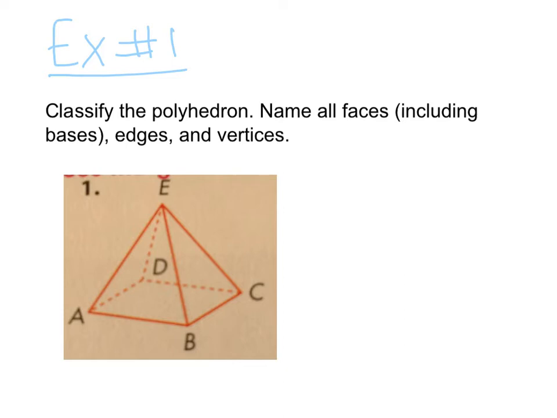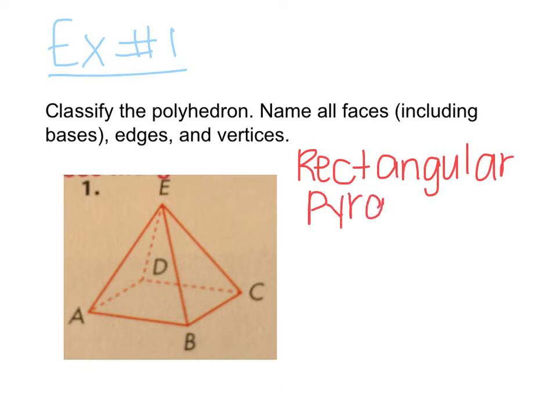Example 1. Classify the polyhedron. Name all faces, including the bases, edges, and vertices. So this is why I wanted you to copy down those pictures at the start of our lesson. If you look back to those pictures, you can see just by looking at the way that this shape is made that it is a rectangular pyramid. All right, now we need to name the faces, edges, and vertices.